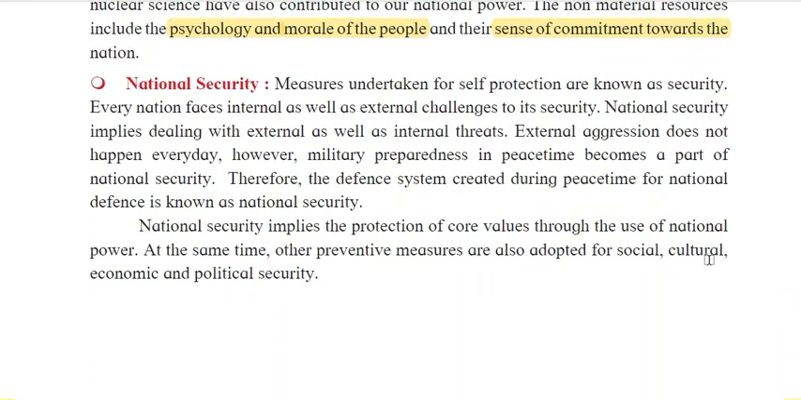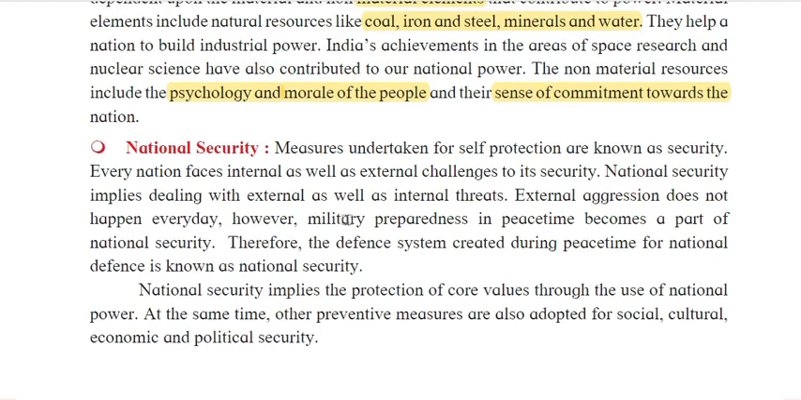Let's move towards national security. Measures undertaken for self protection are known as security. Every nation faces internal as well as external challenges to its security. National security implies dealing with external as well as internal threats. External aggression does not happen every day. However, military preparedness in peacetime becomes a part of national security. Therefore, the defense system created during peacetime for national defense is known as national security. तो ये एक national security की definition है.